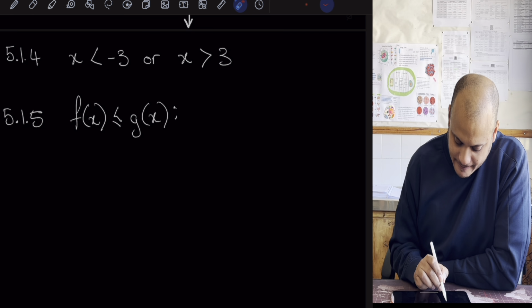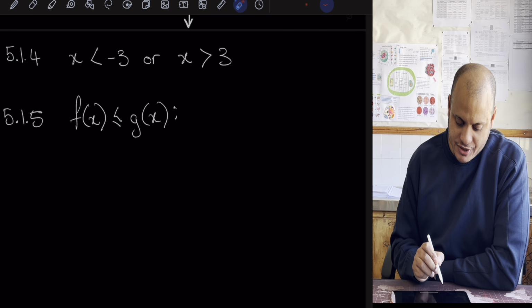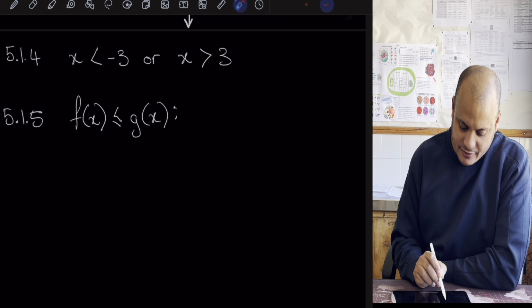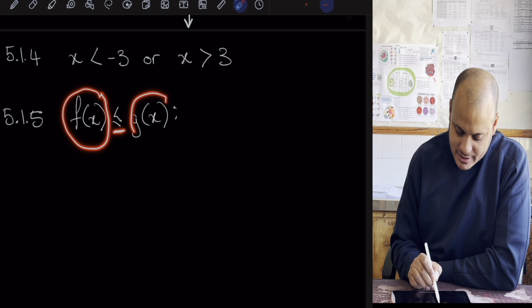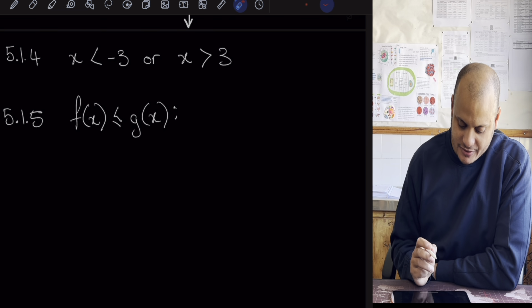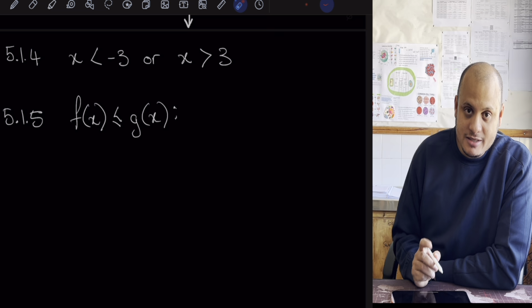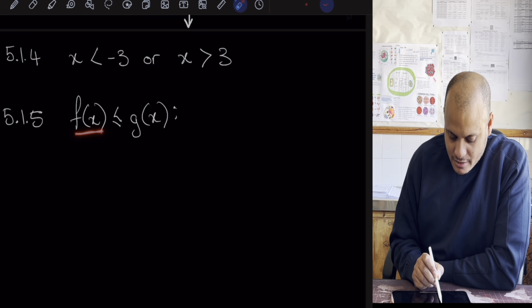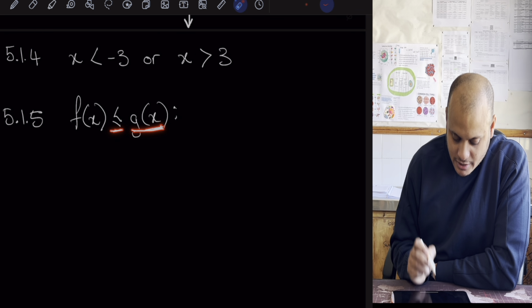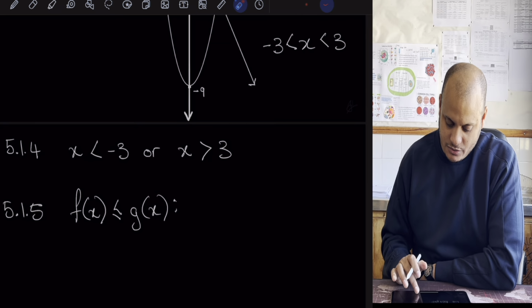So this means for which values of x is f of x, my parabola, lying below my straight line? Different way of saying that, for which values of x are the y values of my parabola less than or equal to the y values of my straight line? Okay, so let's see what that looks like.